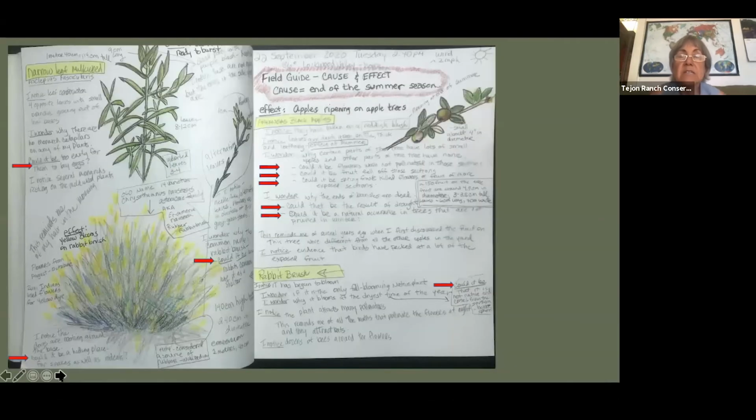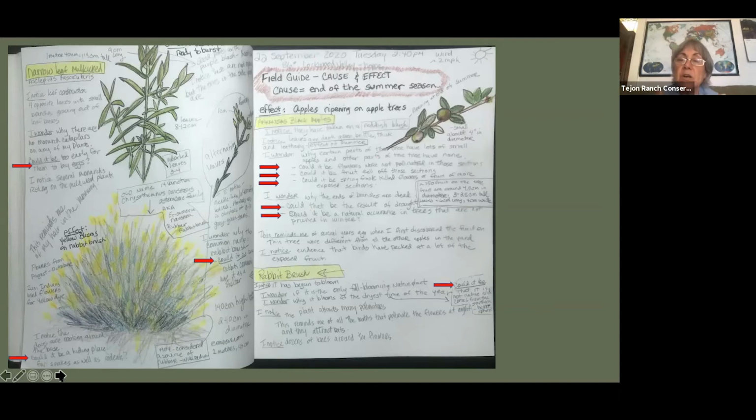Here's a bit of a close-up of my journal page. So you'll notice, starting on the upper right-hand side, there's my metadata. I have my title, which I boxed in with the color of apples. It's called a field guide, cause and effect. And then I identify the cause that all 3 of these things are supposed to be showing. The cause is the end of the summer season. It's right at the beginning of fall.